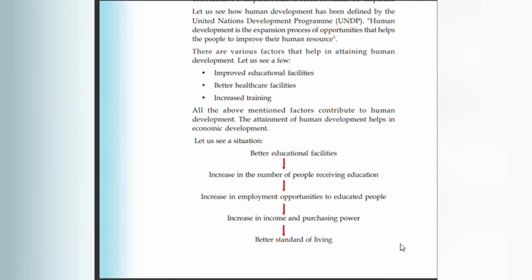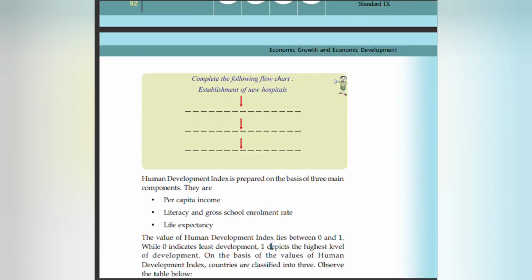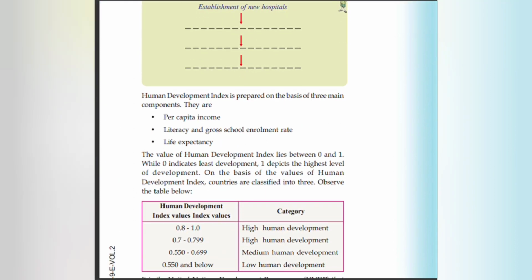Attainment of human development helps in economic development. Better education facilities, increase in the number of people receiving education, increase in development opportunities to educated people, increase in income and purchasing power, better standard of living. The Human Development Index is prepared on the basis of three main components: per capita income, literacy and gross school enrollment rate, and life expectancy. The value of the Human Development Index lies between 0 and 1. While 0 indicates least development, 1 depicts the highest level of development.